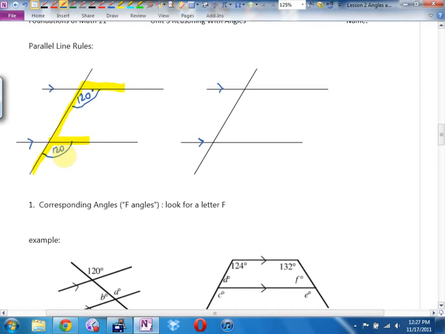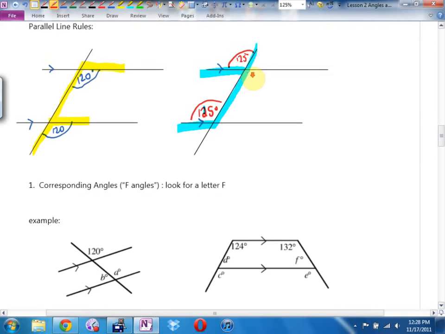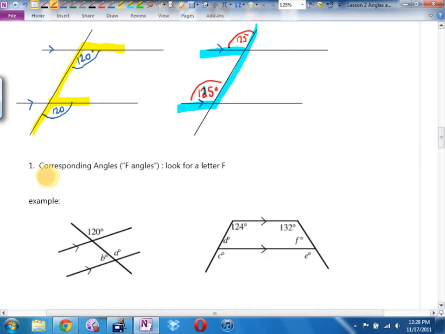What do I mean by upside down or flipped? Well, if you know that this angle right here is 125 degrees, how big is that angle there? Can you see the upside down flipped capital F? Those two angles are the same size. And we're going to give that a name. We're going to call that pattern corresponding angles.